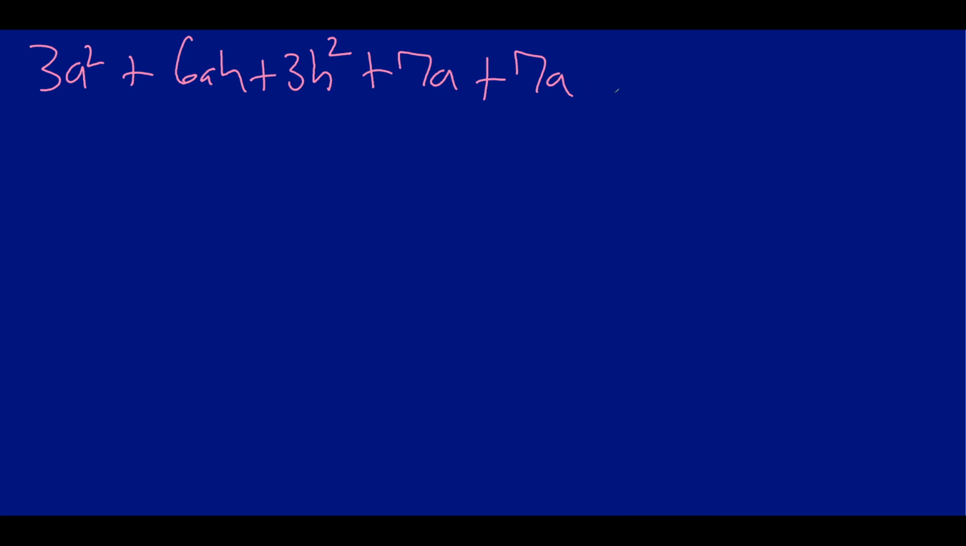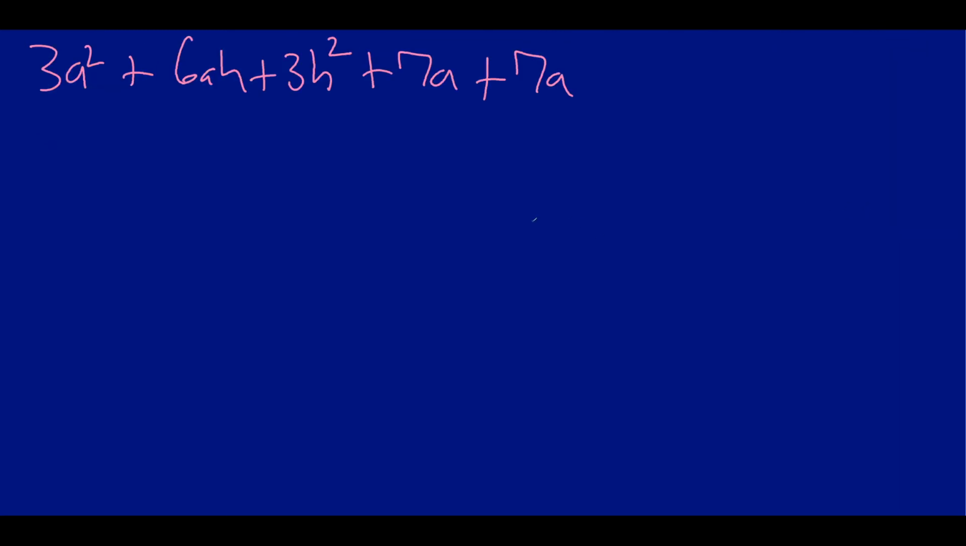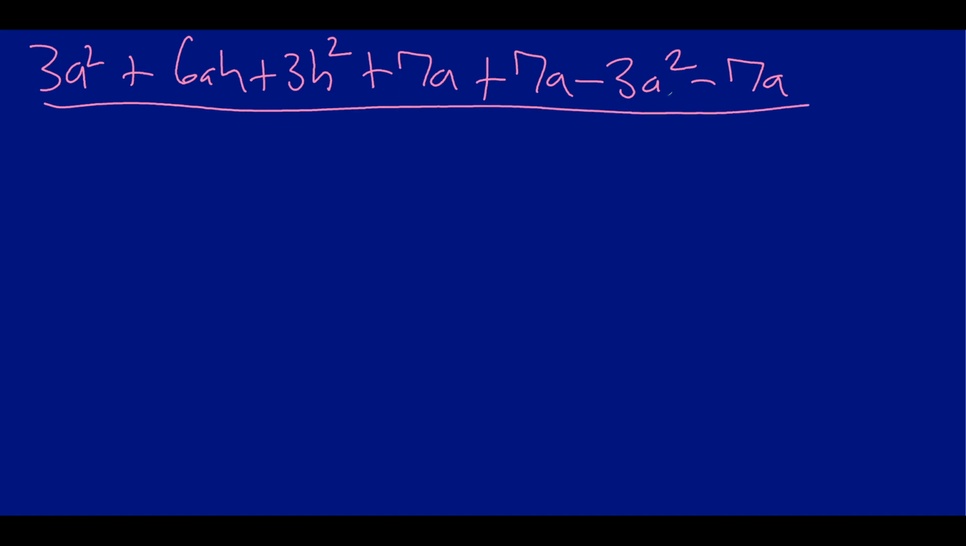And now what I did right here is I'm going to remove the parentheses. I'm going to multiply everything inside by -1. So if I do that, I get minus 3a squared minus 7a. Just flip the signs, if you will. And of course, all this is going to be over h. We're still trying to find our rate of instantaneous change here. So now we can simplify this a little bit. We have a positive 3a squared and a negative 3a squared. We have a positive 7a and a negative 7a. All that gets canceled out.